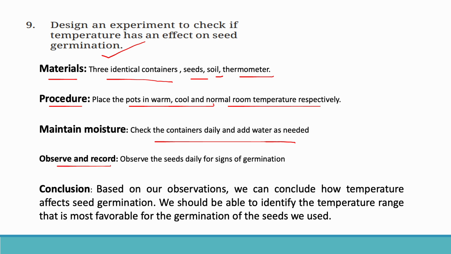Then observe and record. Observe the seeds daily for signs of germination. Then what conclusion will we get? Based on our observation, we can conclude how temperature affects seed germination. We should be able to identify the temperature range that is most favorable for the germination of the seeds we used, because different seeds require different temperatures for germination.